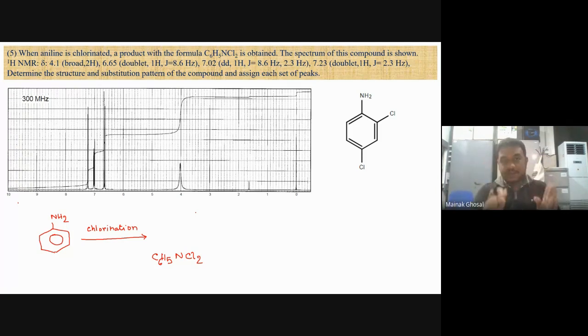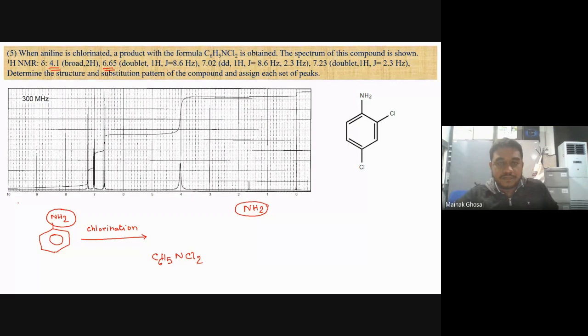Now, from this NMR spectrum, if you don't know, how can you get this? First, see the broad 2 hydrogen signal at 4.1. This broad signal comes from exchangeable hydrogens, as I mentioned in the previous assignment also. So in your product, since you are getting a 2 hydrogen broad signal, it is due to your NH2 group. This first thing is confirmed: NH2 is already there.